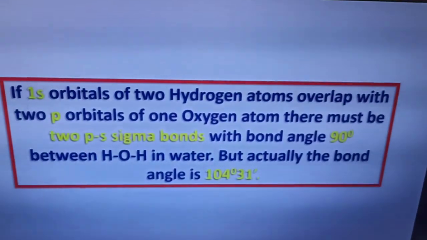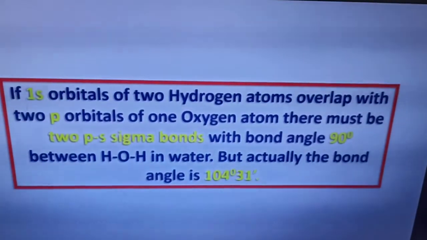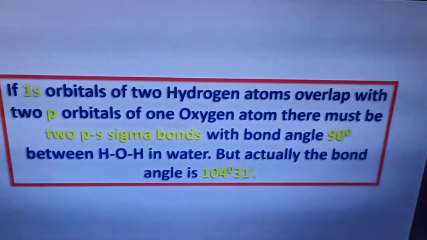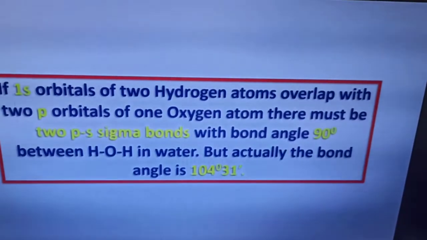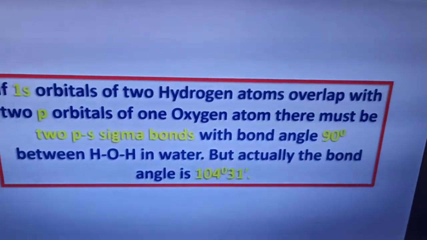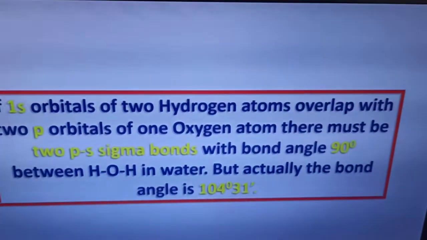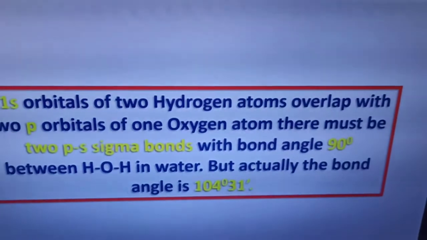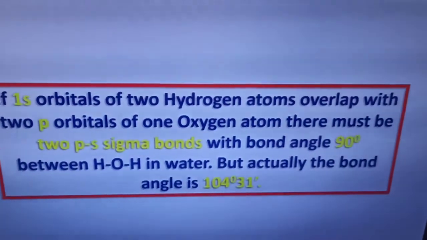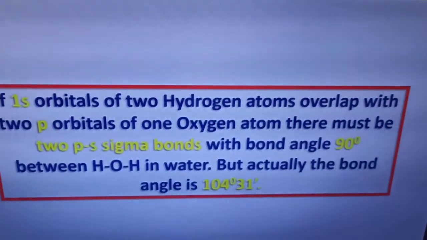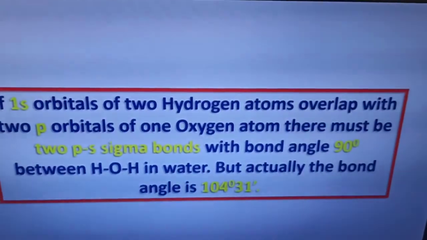If the 1s orbitals of the 2 hydrogen atoms overlap with the 2p orbitals of 1 oxygen atom, there must be 2 p-s sigma bonds with a bond angle of 90 degrees between H-O-H in water. But actually the bond angle is found to be 104 degrees 31 minutes or 30 minutes, or 104.5 degrees.